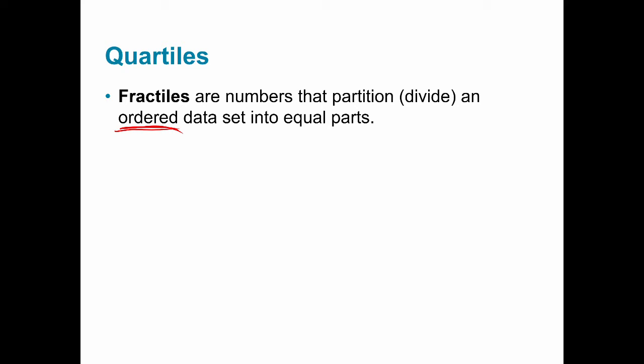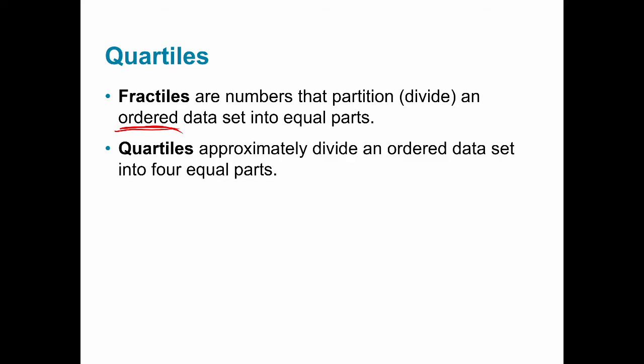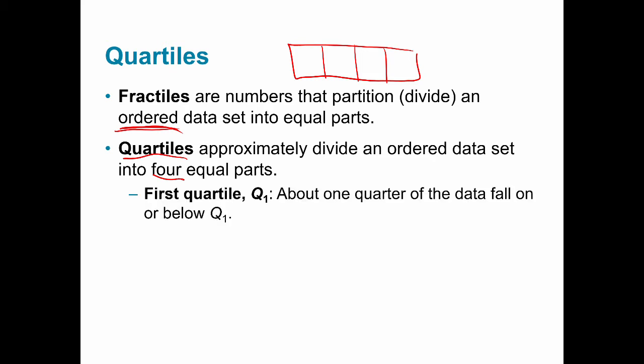So for us, we're going to focus on a special type of fractile called the quartiles. And so with the quartiles, we're dividing an ordered data set into 4 equal parts. So think of quartiles as dividing your data into quarters, right? So you're cutting it into 4 equal pieces. So think of it like a Hershey bar, where you're going to share your Hershey bar among 3 other friends. That's what our quartiles do. We divide our data set into 4 equal pieces. So we have 3 quartiles.